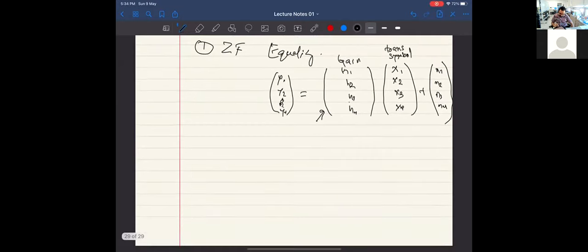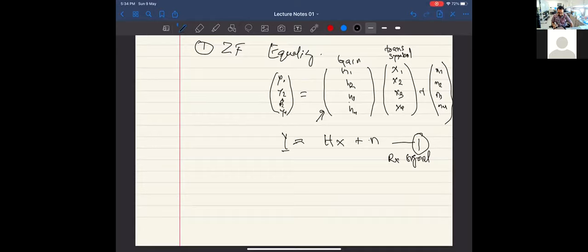For that, if I simply write this in mathematical form, the received vector y1, y2, y3, y4 is represented by y. Let's say this is H and this is x plus n. So this is our received signal, denoted by y, and it is equal to Hx plus n. You already know the terms; I don't have to explain what H and n are. To recover the symbol, we have to create H inverse.